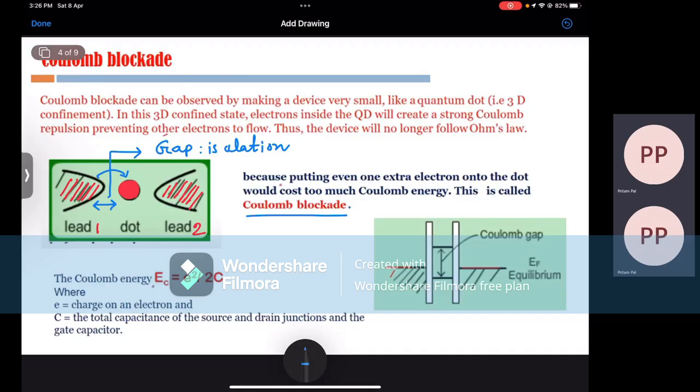So if you now bring one electron, one unit charge, that will also cost a lot of energy. So the movement of electrons to this dot is restricted, and it's very difficult, right? You know from your class 12 physics that Coulomb energy is given by this expression. This is for two electrons, so this much energy you have to spend.